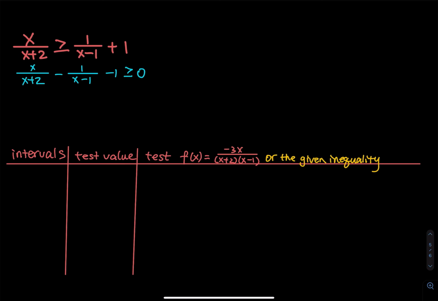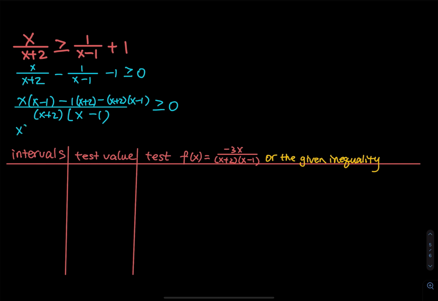So for the common denominator, I will use x plus 2, x minus 1. So this is x times x minus 1 minus 1 times x plus 2. For the negative 1, you will have to subtract the product of x plus 2 and x minus 1. You have the whole thing greater than or equal to 0. Wow, we have to take a look at what that equals.